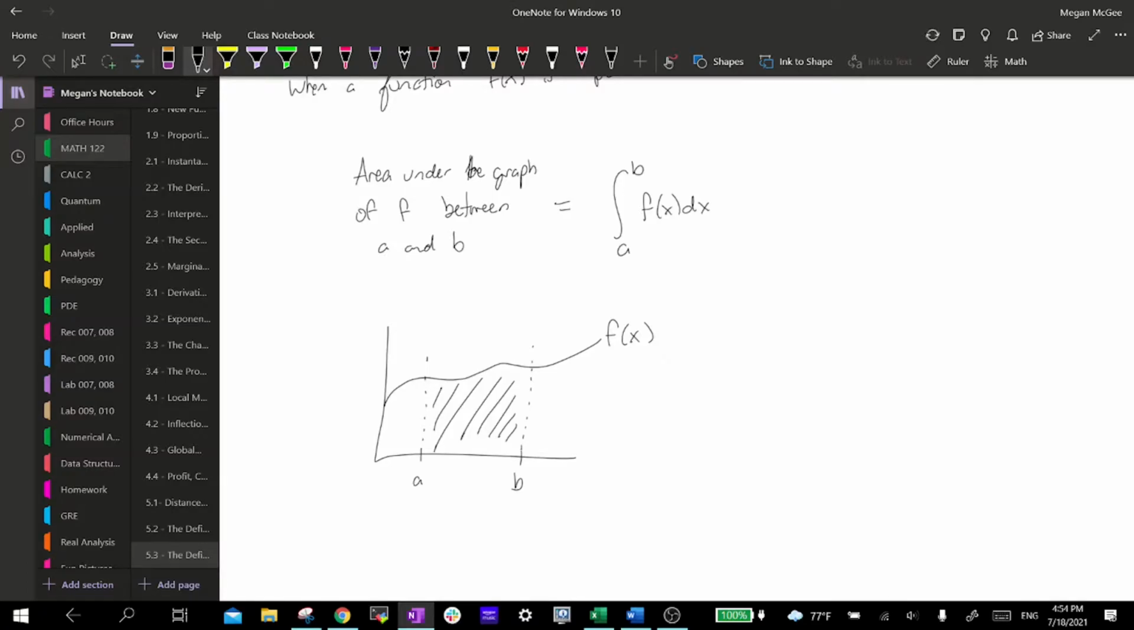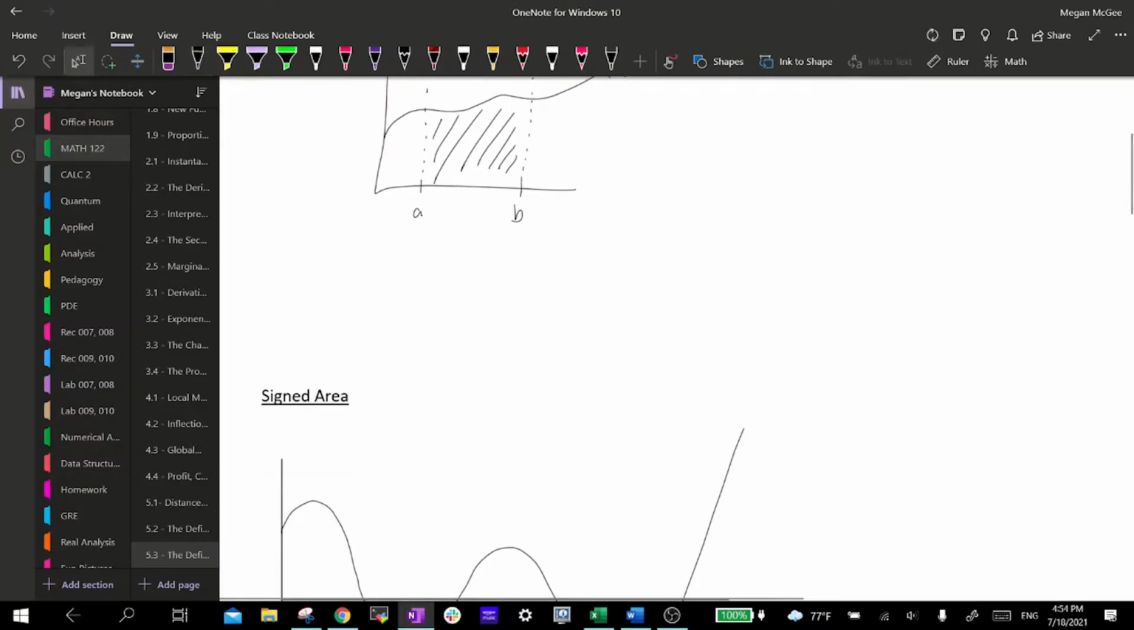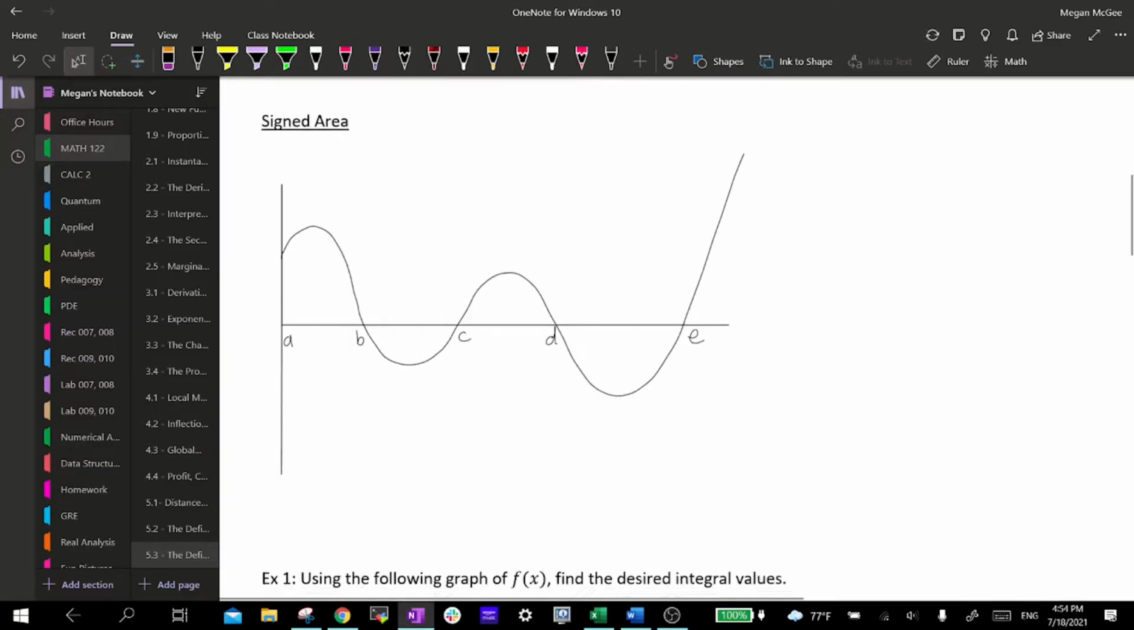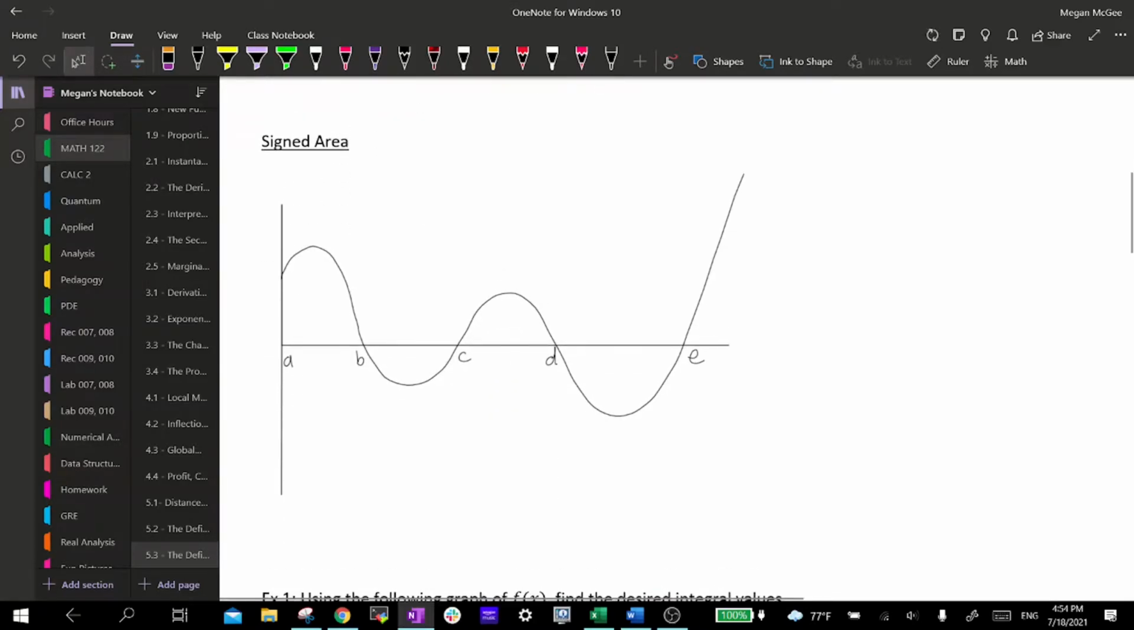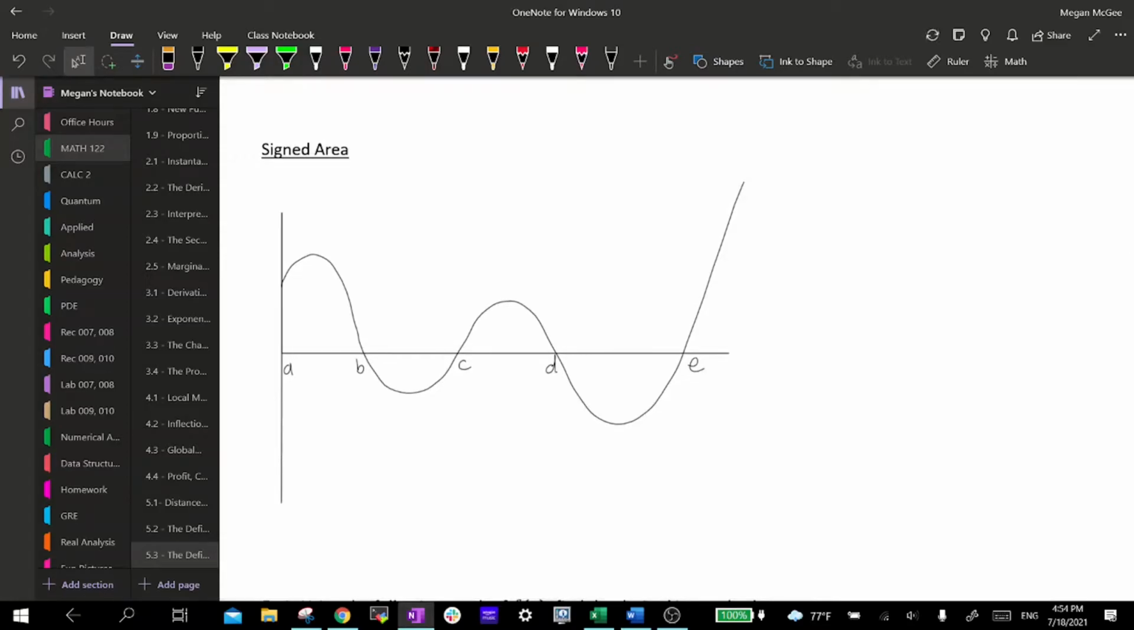So now we're going to talk about the concept of signed area. This is a little bit of a tricky concept sometimes to start out with. Alright, but take a function that looks like this. Based on what we know, the area between a and b here, and the area between c and d is positive, right? We just wrote that down. Okay, but what about between b and c and d and e?